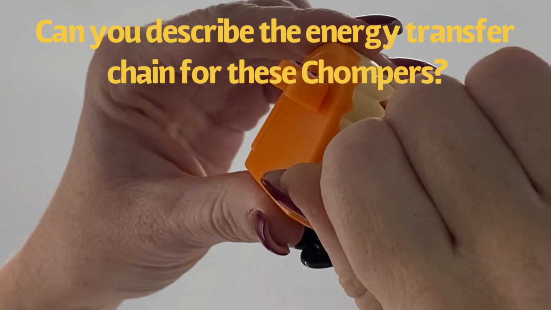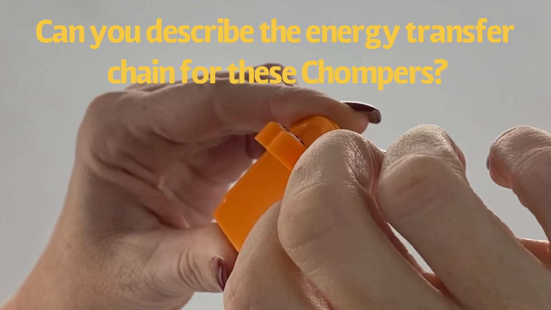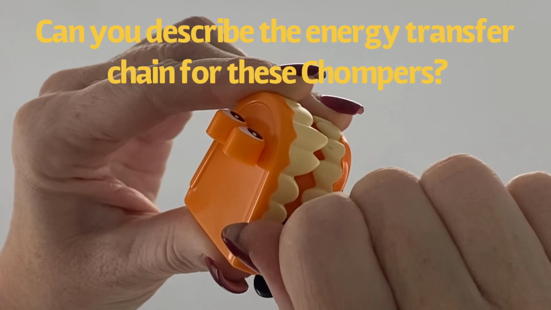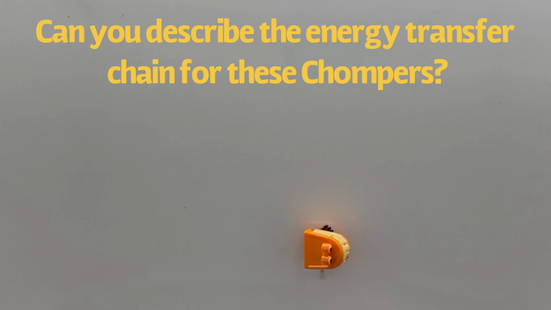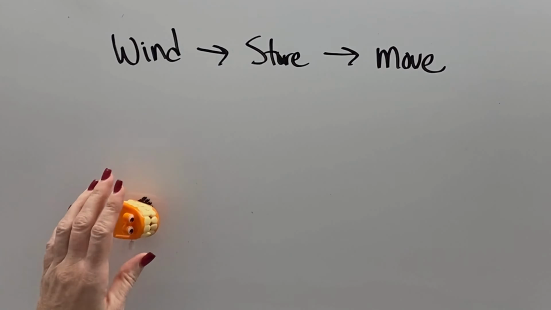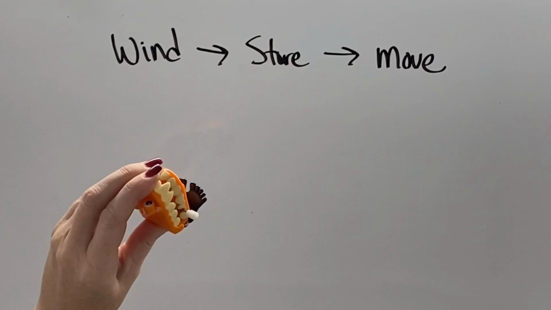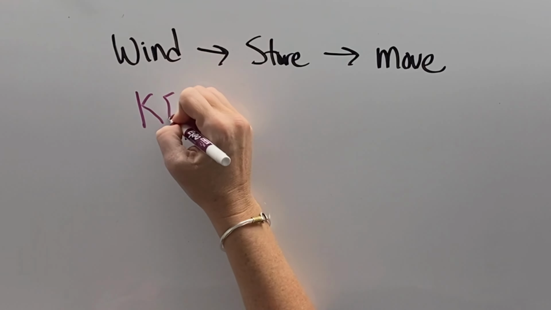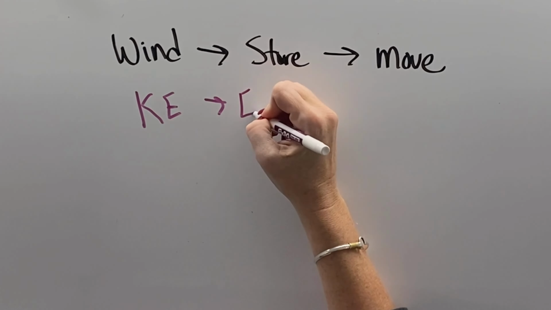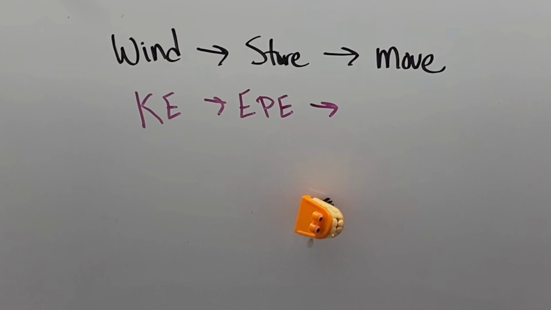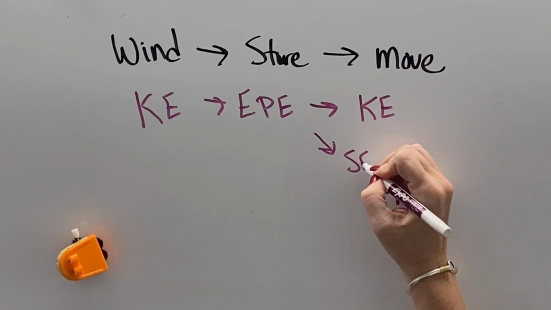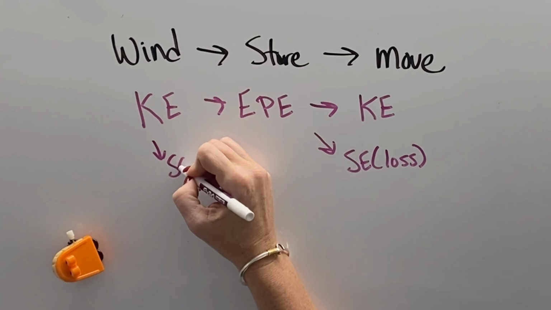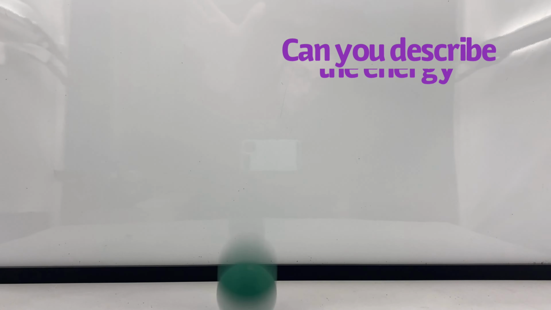Can you describe the energy transfer chain going on in these chompers? For our chompers, we use kinetic energy to wind it up, and then elastic potential is stored within the spring inside of him. That elastic potential then will transfer into kinetic energy as he moves, but we have sound energy as he transfers into his kinetic motion, and then sound energy loss when we wind it up, which means he's a very inefficient toy.